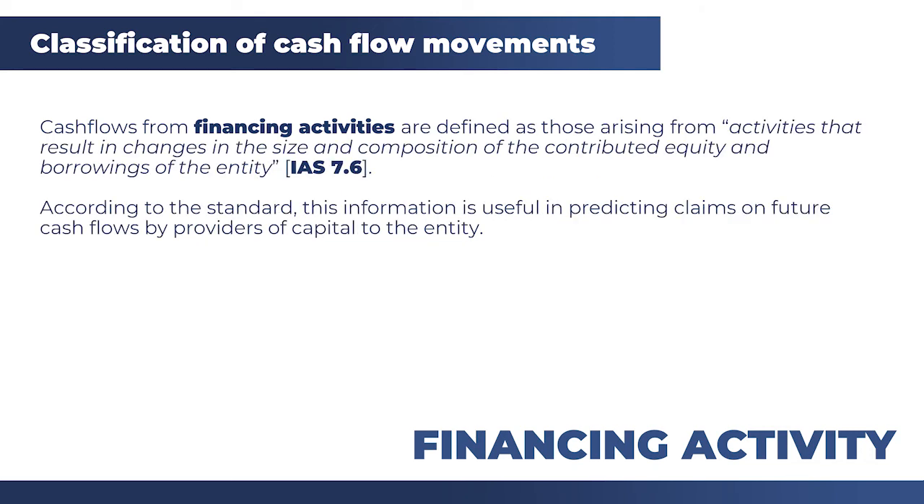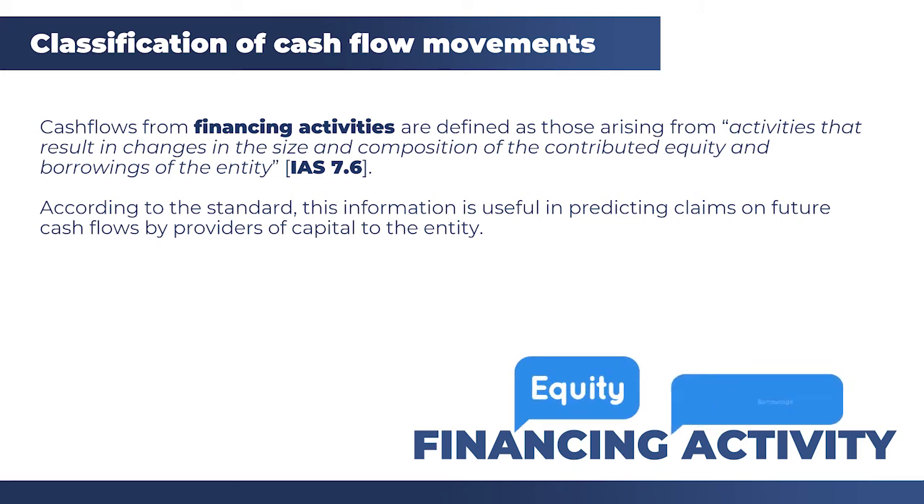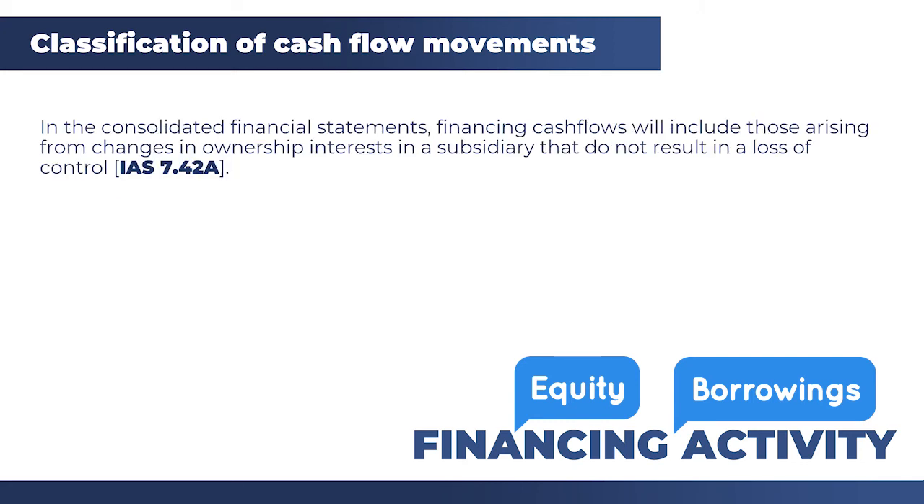You will notice that financing activities include mainly movements on the equity section of the balance sheet, such as the shares, and the long-term liabilities of the balance sheet, such as borrowings from financial institutions, loans, notes, or bonds. In the consolidated financial statements, financing cash flows will include those arising from changes in ownership interests in a subsidiary that do not result in a loss of control.